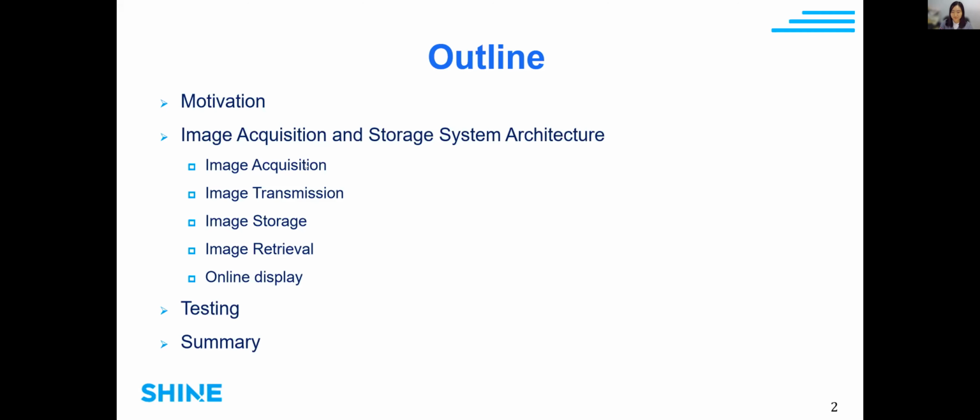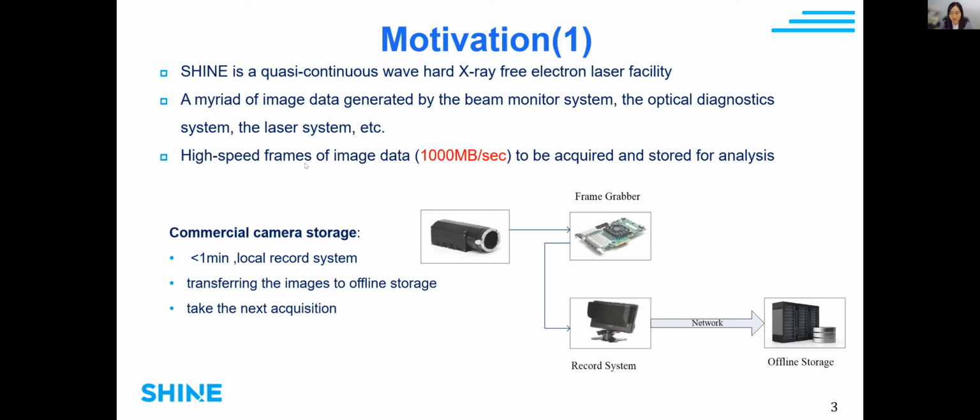SHINE is a quasi-continuous wave hard X-ray free electron laser facility. It's under construction now. A myriad of image data will be generated by the beam monitor system, the optical diagnostic system, and the laser system, so we need an efficient data acquisition and storage framework to accommodate such high-speed streams of image data. It's about 1,000 megabytes per second.